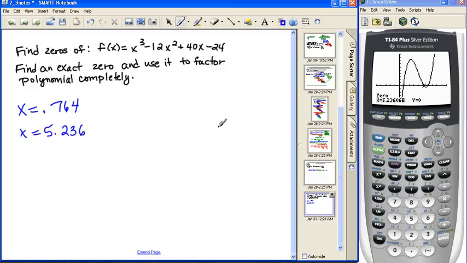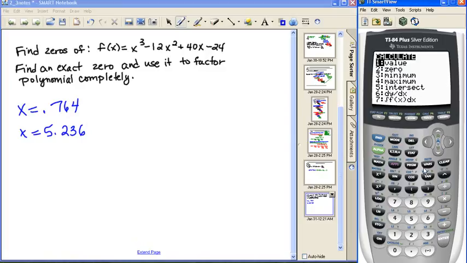Okay. And then our last 0, second, trace 0. We need to be on the left side of it. Okay, press enter. And then on the right side of it. And then back on top of it. Okay, and this is 6.